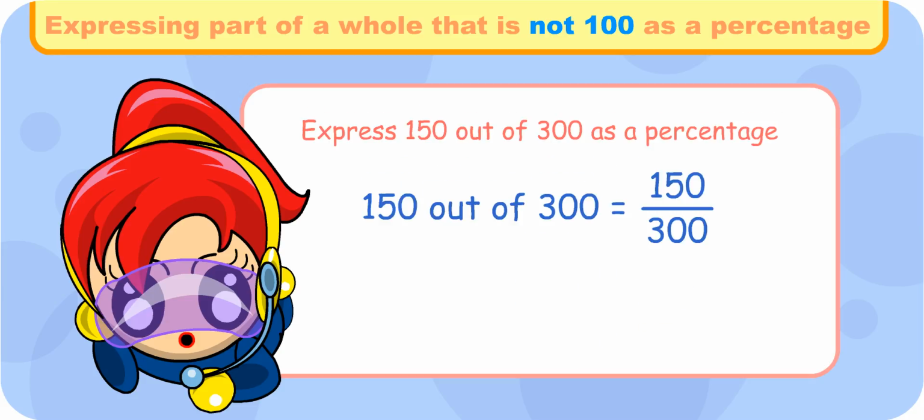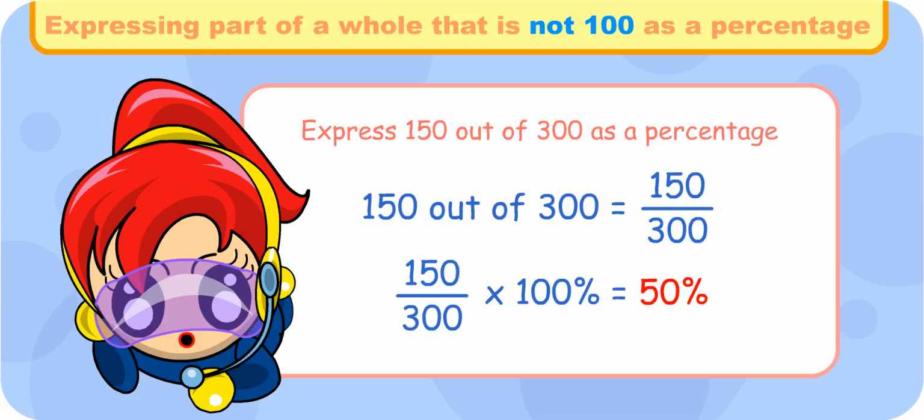Alternatively, we can also simply multiply the fraction by 100%. So 150 over 300 times 100% is equals to 50%.